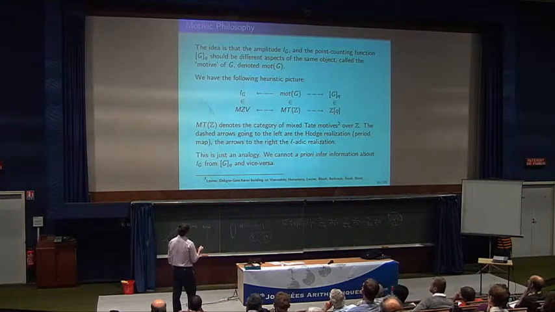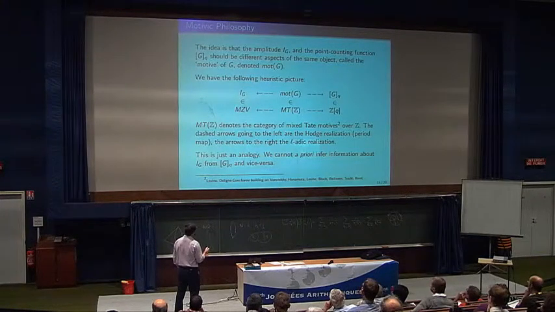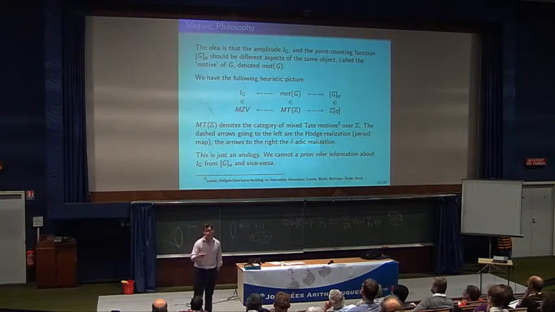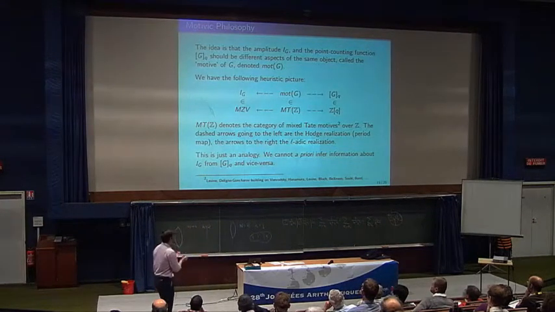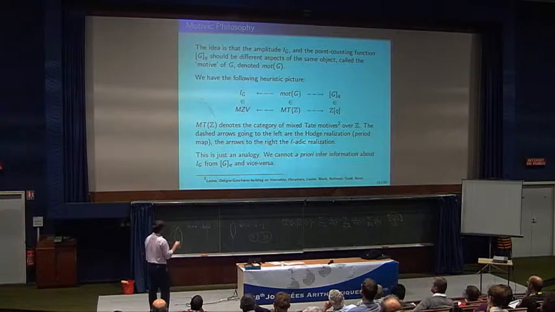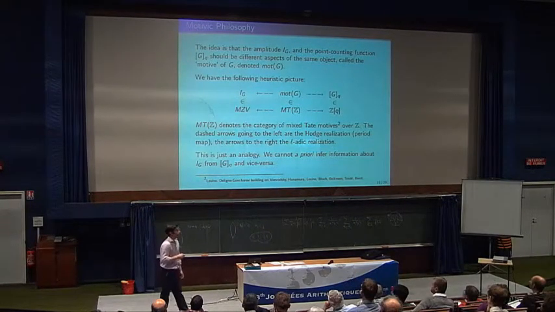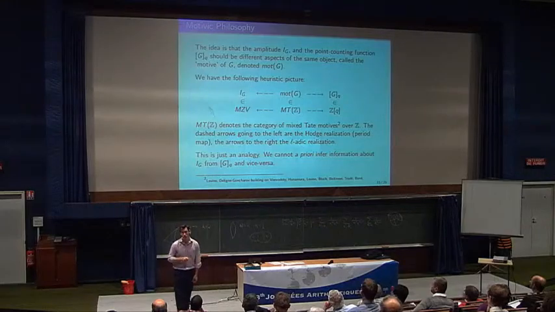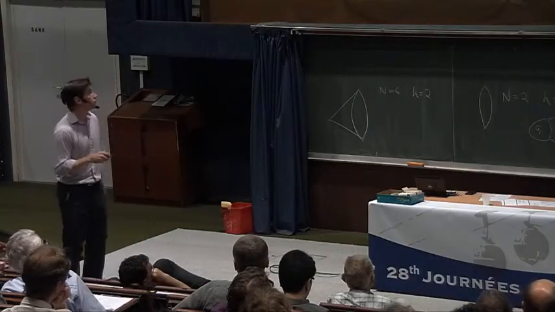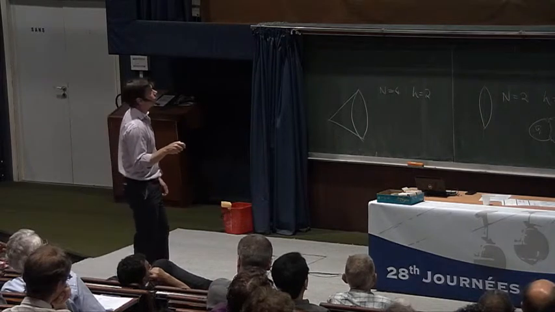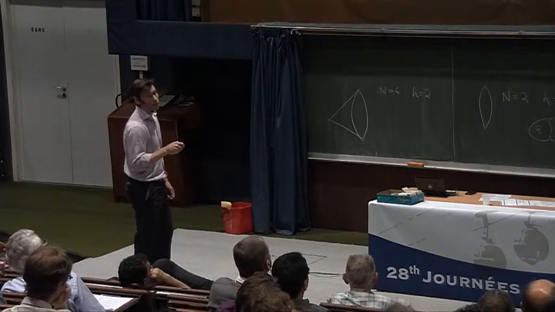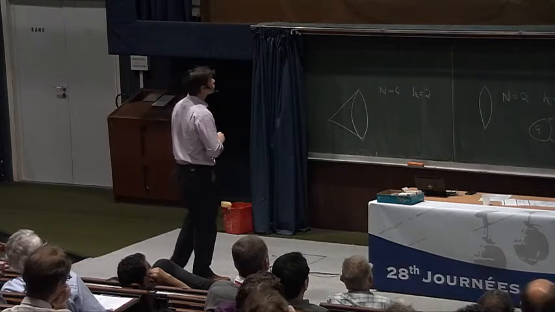So what we get is the following heuristic picture. There should be something called the motive, which I'm going to describe in a minute, and by taking its Hodge realization, in other words, looking at Betti cohomology or de Rham cohomology, we can integrate forms against cycles and we get numbers. So out of the motive, the Hodge realization should give numbers, and in particular the Feynman amplitude I_G. On the other hand, the motive has an l-adic realization, and then by the Grothendieck-Lefschetz trace formula, we should be able to express the point counting function as something which depends on the motive as well.